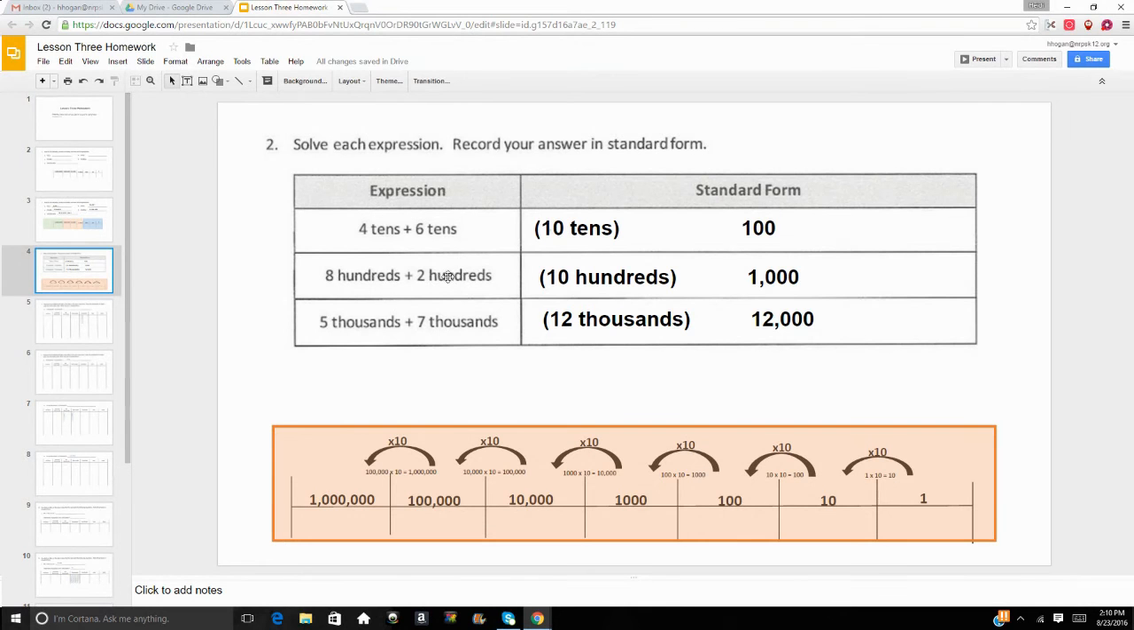800s plus 200s. 8 plus 2 is 10. So you have 10 hundreds. And 100 times 10 is 1,000. 5,000s plus 7,000s. 5 plus 7 is 12. So you have 12,000s. 1,000 times 10 is 10,000, which would give us 12,000.